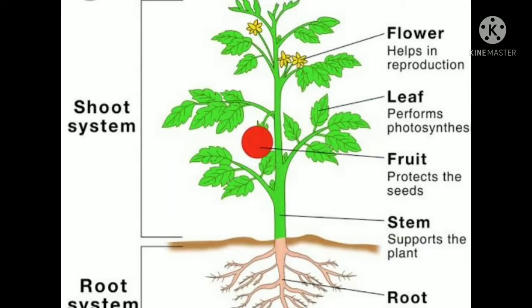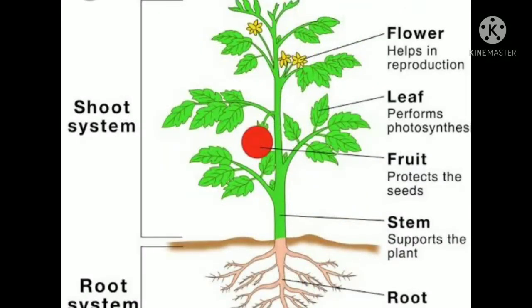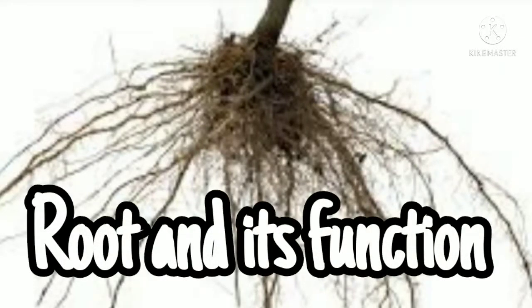Children, can you tell me the parts of a plant? Root, stem, branches, leaves, buds, flowers, fruit. Today we will learn about root and its function.